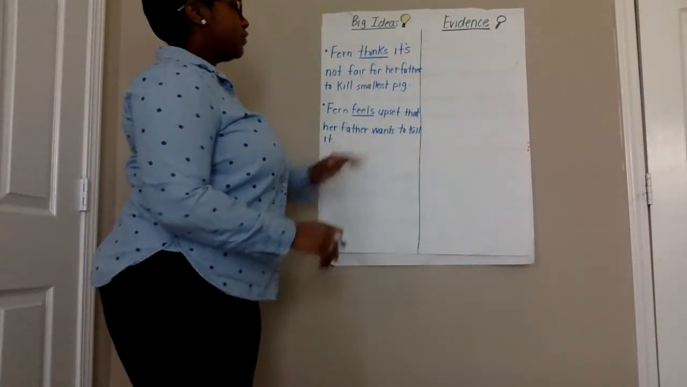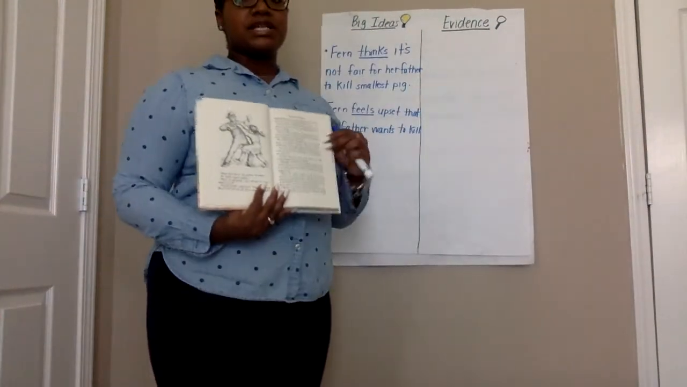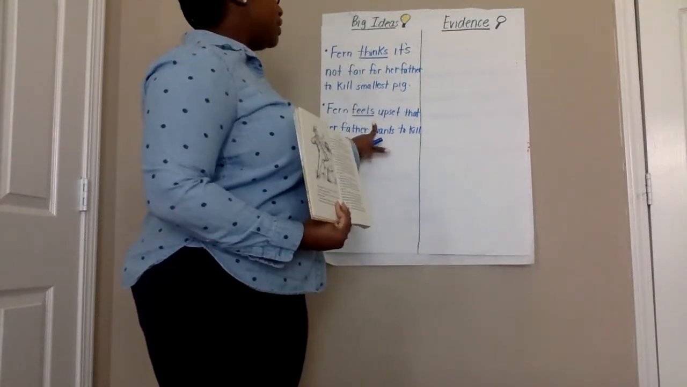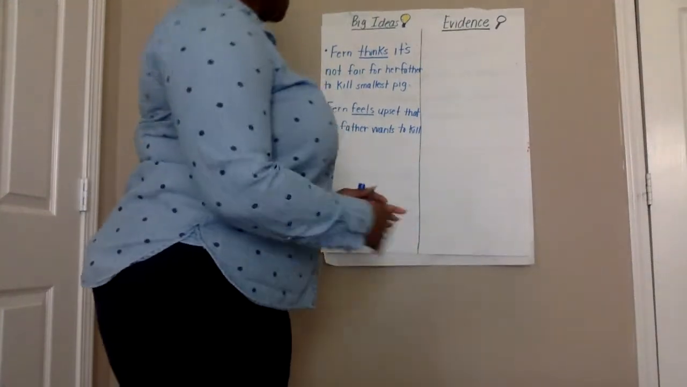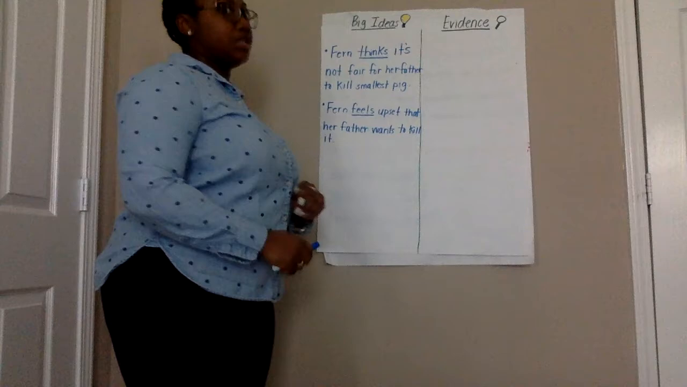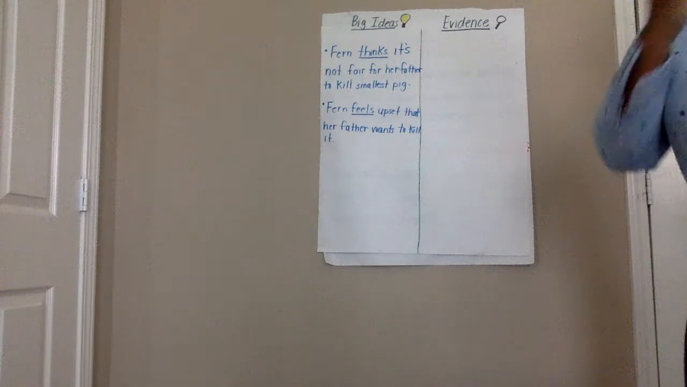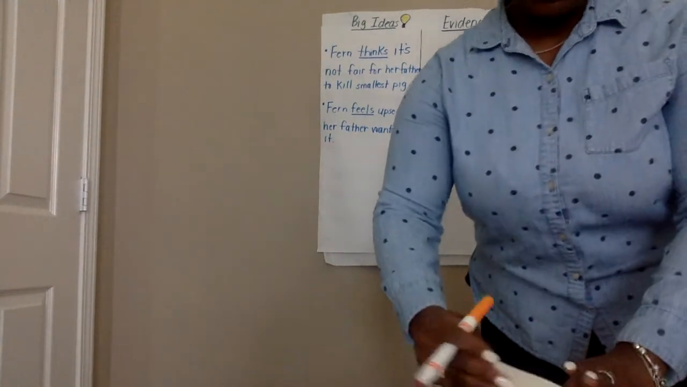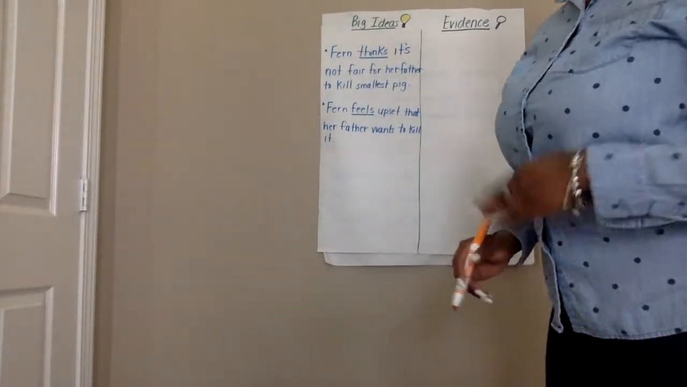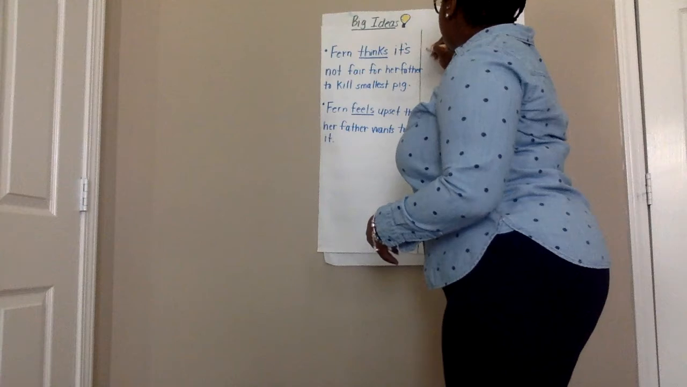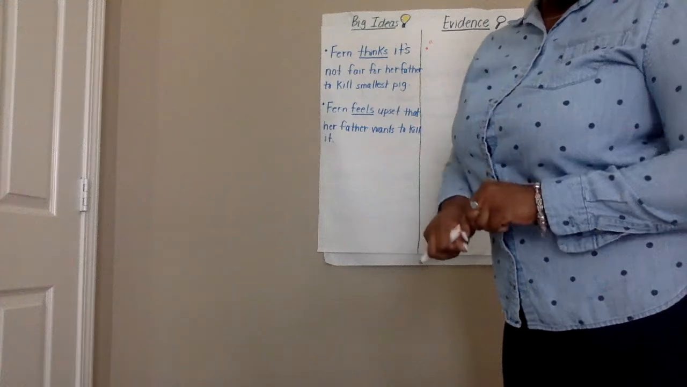Now that you have written both of these things, now I want you to think about some evidence from the text. Find evidence from the text that supports your big ideas. Fern thinks it's not fair for her father to kill the smallest pig. And then Fern feels upset that her father wants to kill it. Now we need to go back and find some pieces of evidence. I see on page 1, and I'm going to copy exactly what the text says because when we go in and look at text evidence, we need to make sure that we're putting our quotation marks because it's coming right out of the book. It's what the author said.